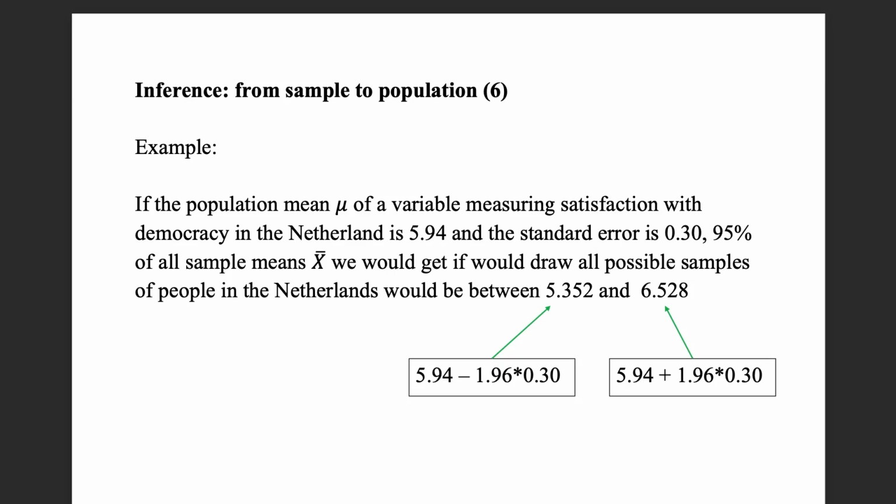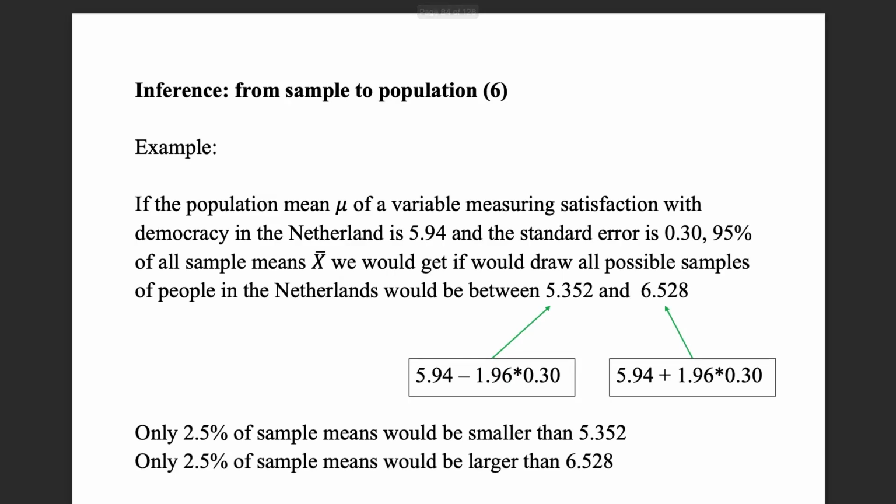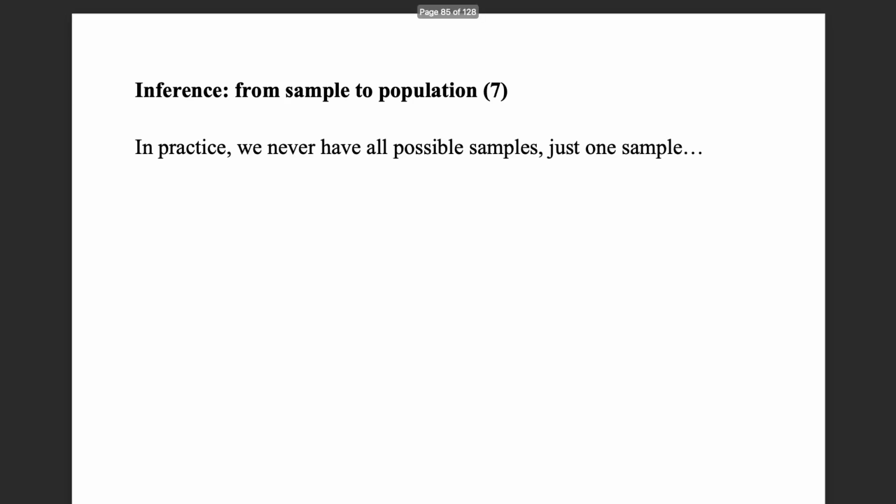So we can say, well, 95% of all our sample means will be within that range. And conversely, only 2.5% of our sample means would actually be smaller than 5.352, and only 2.5% would be larger than 6.528. So in other words, it would be quite unlikely to find sample means that are smaller than 5.352 and larger than 6.528. It can happen. We can't exclude the possibility that it happens, but it's quite unlikely in this case.